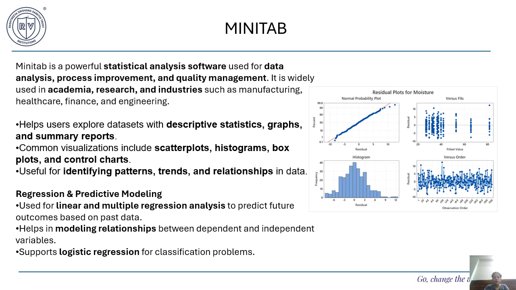So going forward, what I have used is a scatter plot with a regression line, which draws basically the best fitting line of the entire data set. Considering that the data set consists of 10,000 random data points that have been generated, it helps in identifying the patterns and trends in the relationships in the data with the regression line. So the linear and the multiple regression analysis predict future outcomes based on past data. It helps in modeling the relationship between the dependent and the independent variables and supports logistic regressions for classification problems.